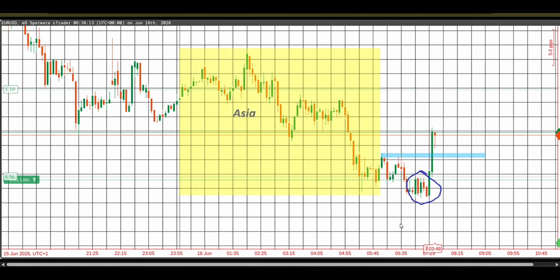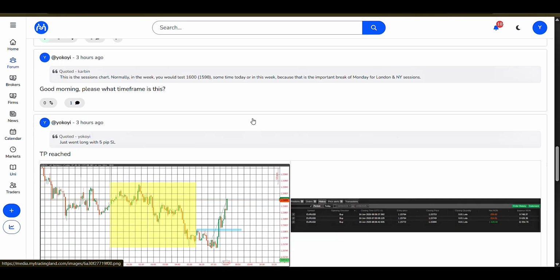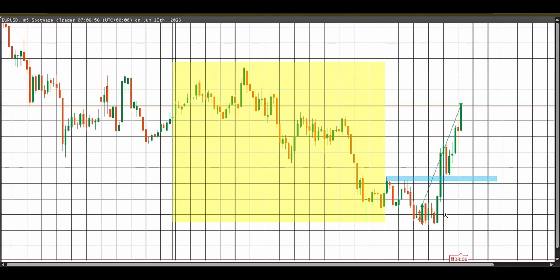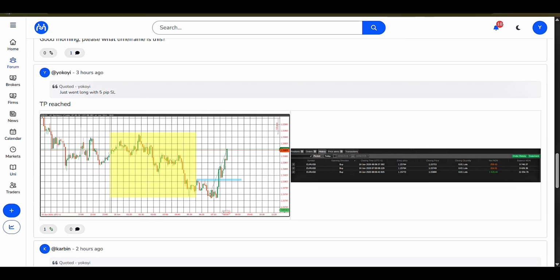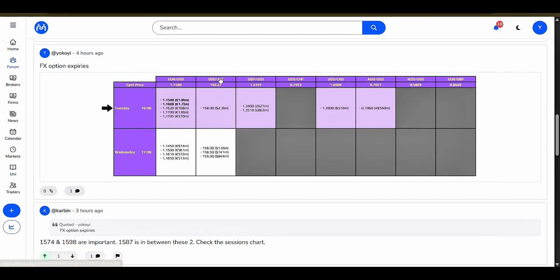Then I held the trade for a while. I exited here. So I always journal my trades. When you visit my profile, I also trade EURUSD, I trade Nasdaq, I trade US30, I trade gold, and I trade natural gas.